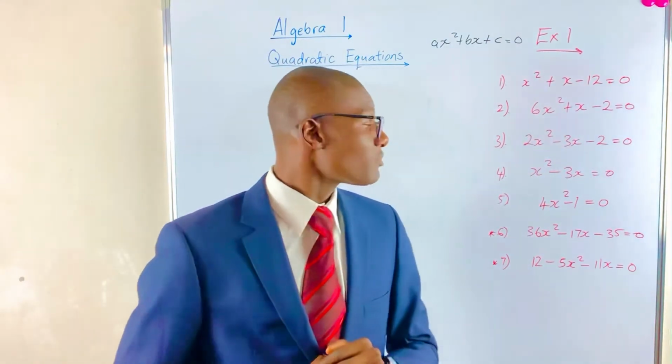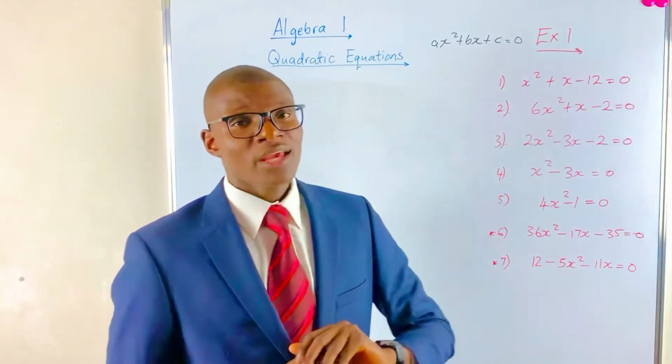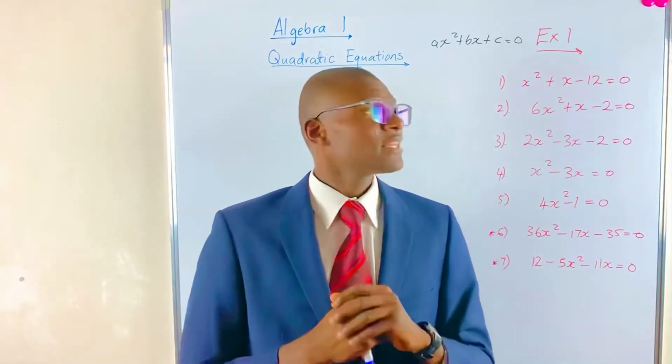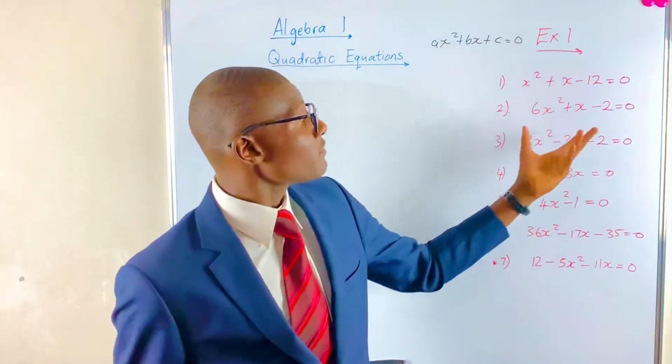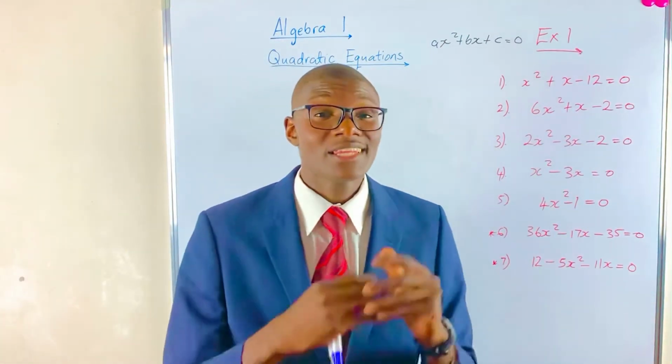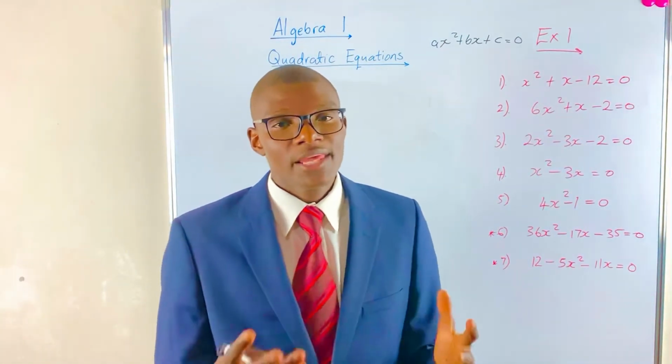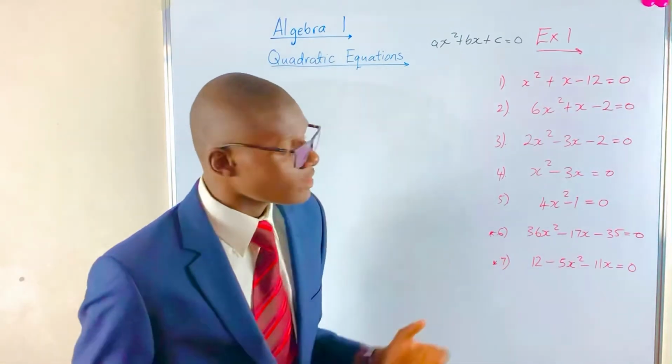Say you've multiplied your first term and your last term, and then you look for the factors that when you multiply, they give you the term, and when you add them, they give you the middle term. That will be very difficult. There, you have to use the quadratic formula.